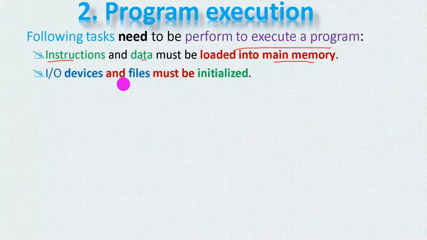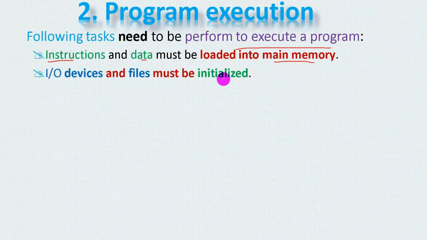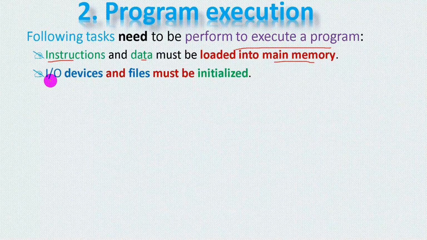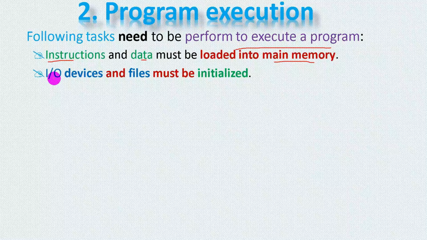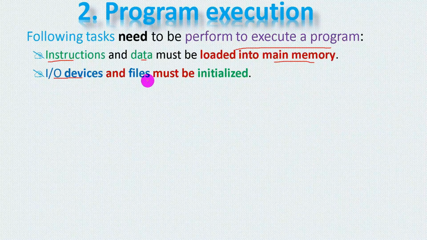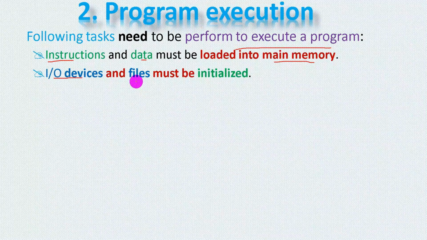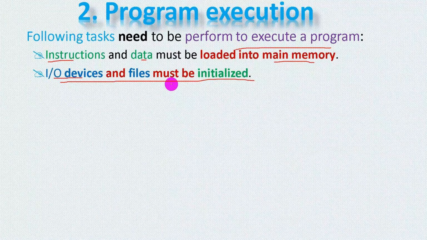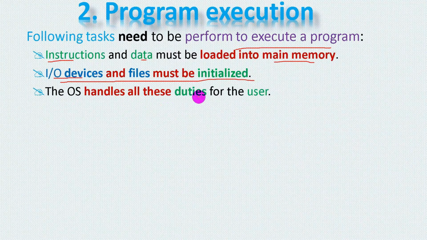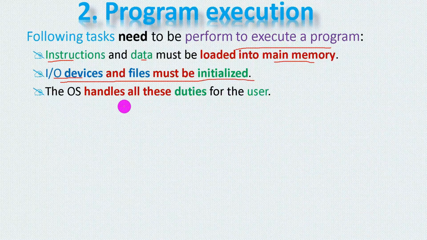The second one, input output devices and files must be initialized. They must be assigned and they must be active, right? In order to take input from the external world, we need an input device, and in order to show the result as output to the user after it executes, we need an output device. And also in order to fetch an instruction from the memory, which is a file, this must be initialized or assigned or identified, and it must be active. The third one, operating system also handles these duties for the user. All those responsibilities are handled by operating system for the user.